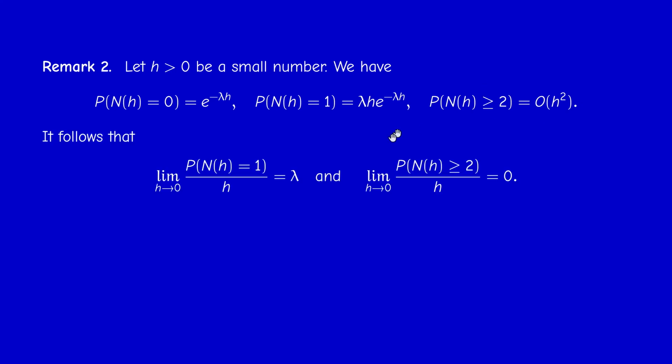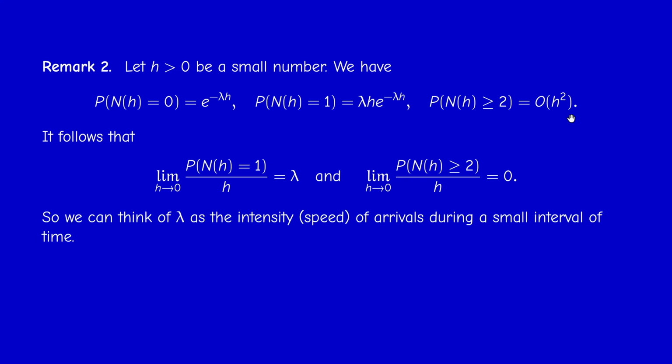Why is this important? Because if we take the second equation here, divide by h and let h tend to 0, this ratio tends to lambda. And here, when we divide by h and let h tend to 0, the limit is 0 because it's a big O of h. So the first limit tells us that we can think of lambda as being the intensity or the speed of arrivals or jumps during a small interval of time.